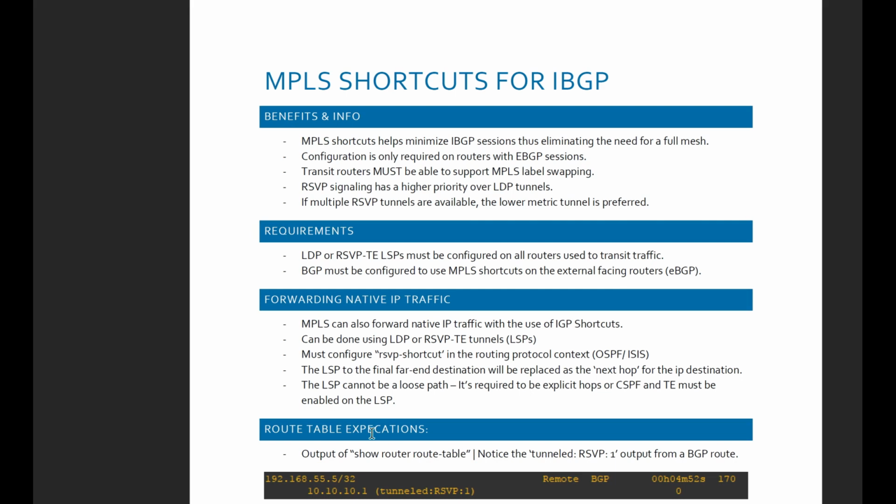Transit routers must have MPLS label swapping support. So RSVP, LDP. RSVP signaled has the highest priority over LDP tunnels. You can test this: set up an LDP tunnel and an RSVP tunnel. It will always choose an RSVP tunnel over LDP. And the lower metric is always preferred in regards to the tunnel.